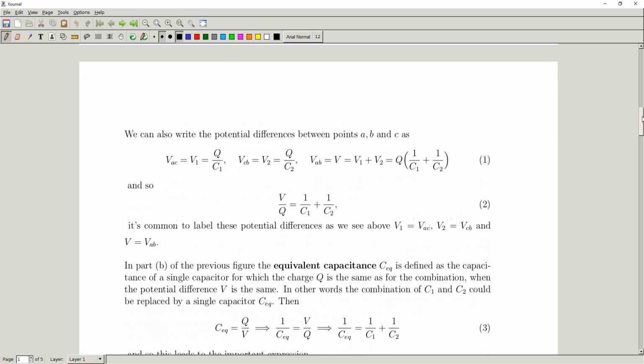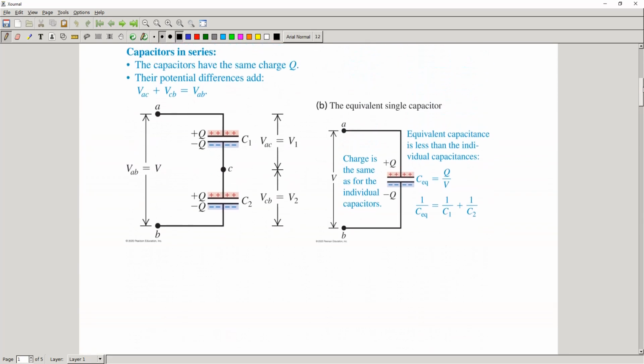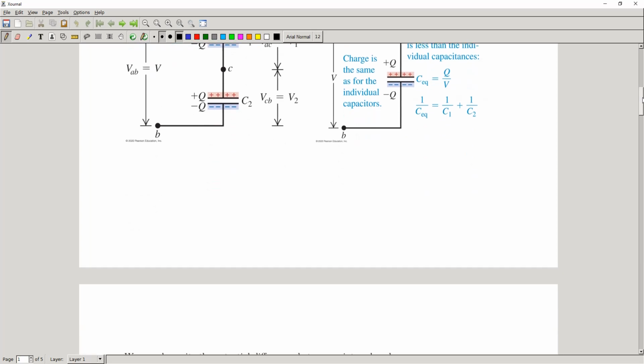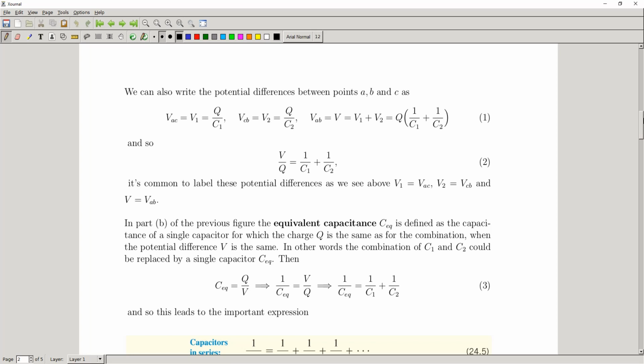So what are we interested in doing now? We're interested in thinking about how we replace these two capacitors in series with a single capacitor that's going to do the same thing as these two did, but in just one capacitor. So we want to find what equivalent capacitance we would need for this one capacitor to replace these two capacitors. And so that's the goal. Let's take a look at how we're going to do that.